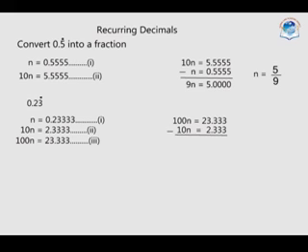100n minus n, and we shall have 90n is equal to 21. N is equal to 21 over 90. Simplified is 7 over 30.